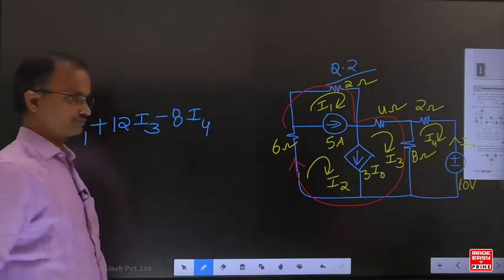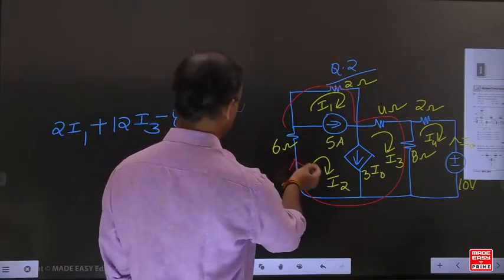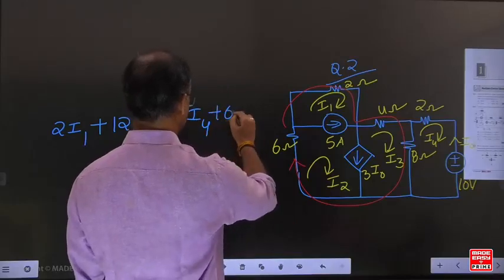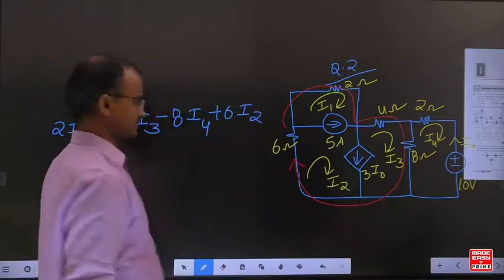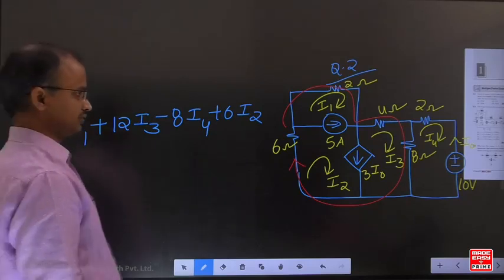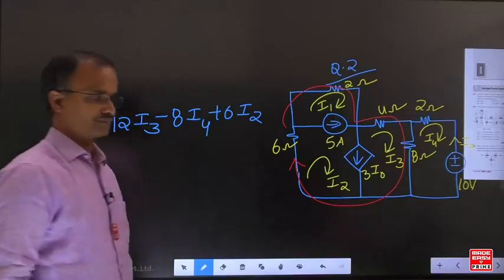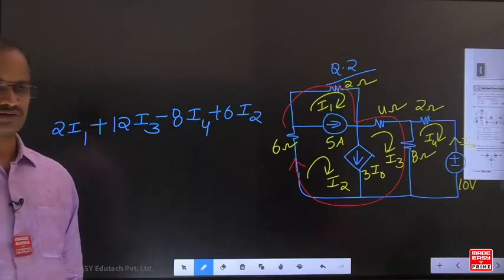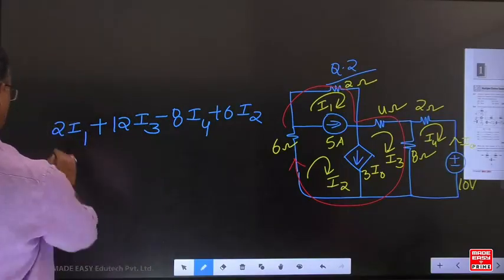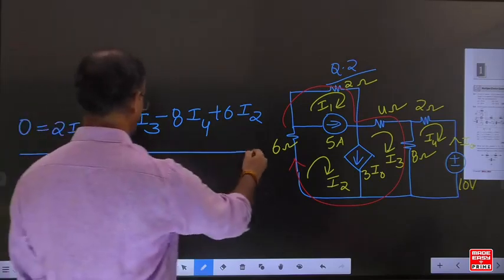So -8 I4. Now for the 6 ohm resistance, how much current is circulating, I2? So 6 I2. We developed the equation combinedly for mesh 1, mesh 2 and mesh 3, excluding current sources. Now we got the first equation.